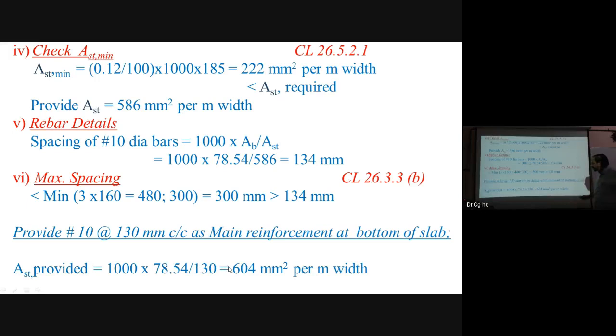That is total steel provided in 1 meter strip is 604. ನಮಗೆ ಬೇಕಾಗಿರೋದು ಇಷ್ಟು 586 millimeter square to resist the moment. Now we are providing 604. Therefore, our design is safe in all respects. And then distribution reinforcement. Minimum Ast required is 222 millimeter square per meter width.